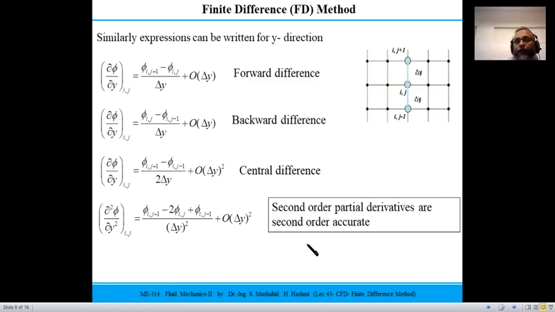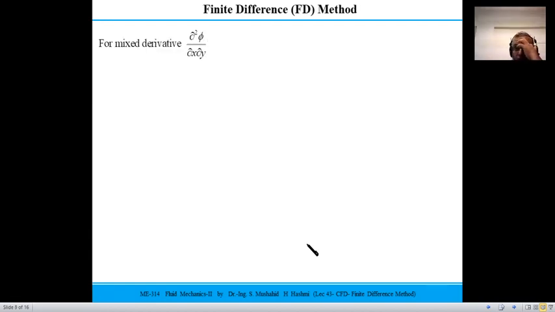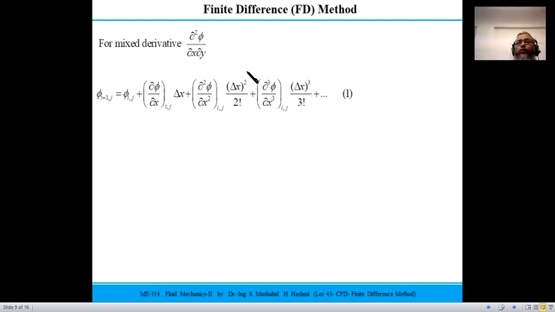So the next question comes about mixed derivatives, because your partial differential equations would be in such a manner where your velocity or any variable of interest would have not just a derivative with respect to x, but a derivative with respect to y as well. Such derivatives are called mixed derivatives. So just make use of equation number 1, which we have already formulated.